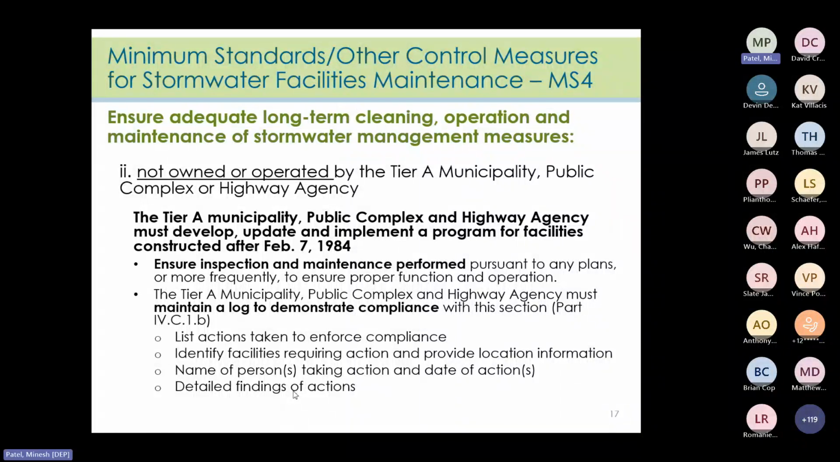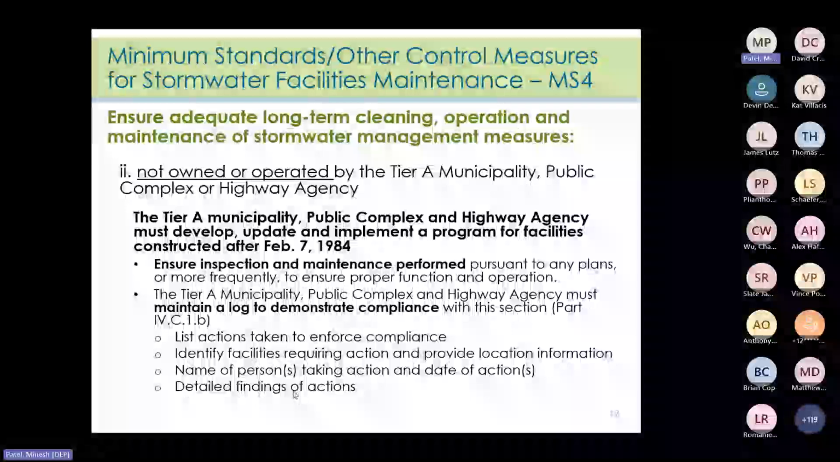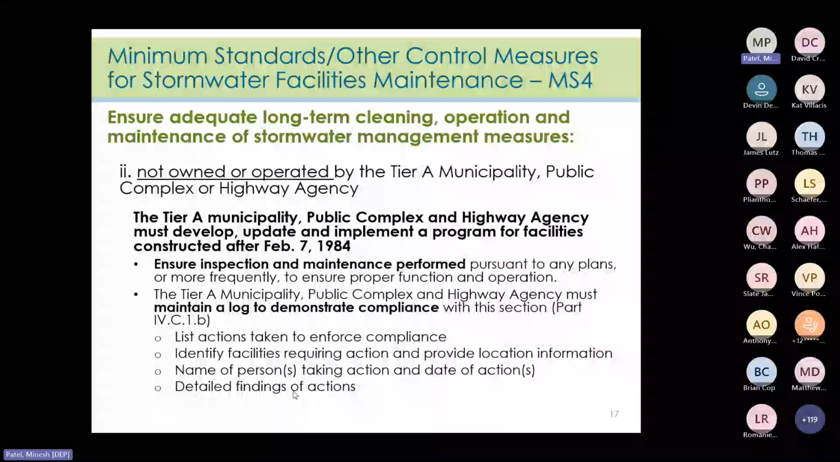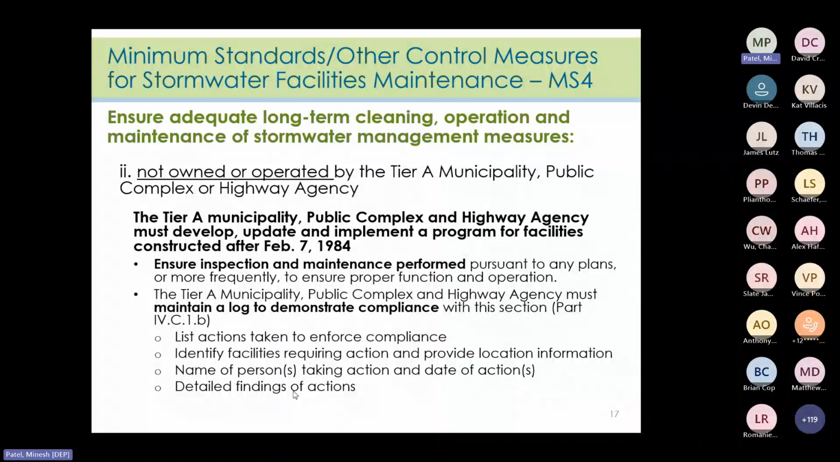The second group consists of those facilities not owned or operated by the municipality. Examples of this can include a retail complex or even a housing development. The permit requirements are found in Part 4, Section C for facilities not owned or operated by the permittee. This is not a new requirement, and the way it is now written is to clarify what has been previously required.